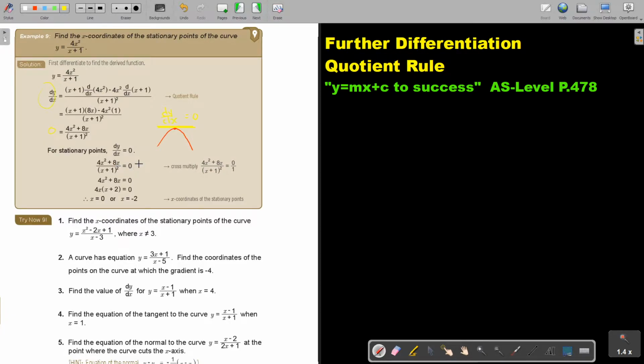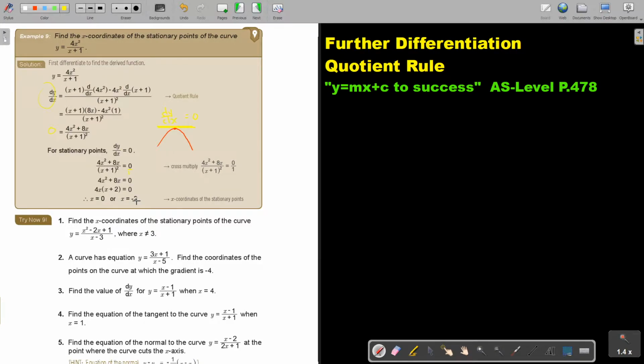Now if you struggle to see this, put it over 1. Then you see if I multiply with 0, the denominator will disappear. And there I showed it to you. Okay, and then I just take out the common factor. So x, it will be 2 points, where x is 0 and where x is equal to negative 2.